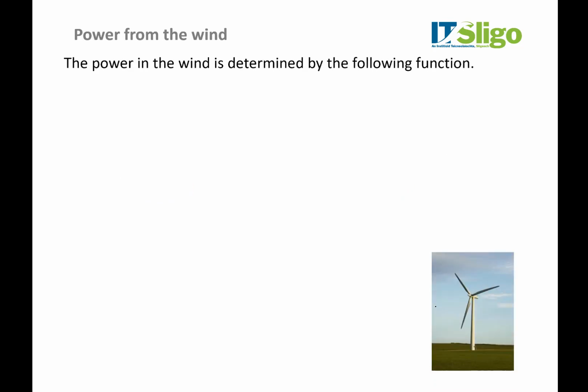So, wind power is governed by this equation here. The big P here stands for the power. This is the power available to a turbine.